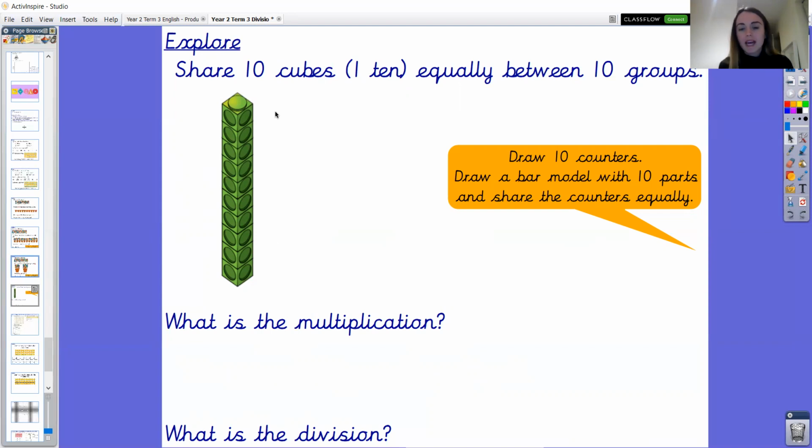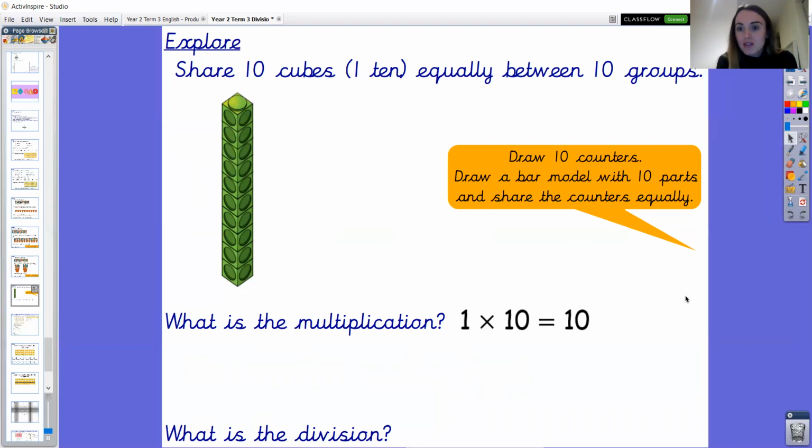Let's think about our multiplication. What do you think the multiplication would be to represent this picture here? Please pause the video to discuss. Well done, year 2. So in this picture, it represents 1 lot of 10. So 1 times 10 equals 10, okay?